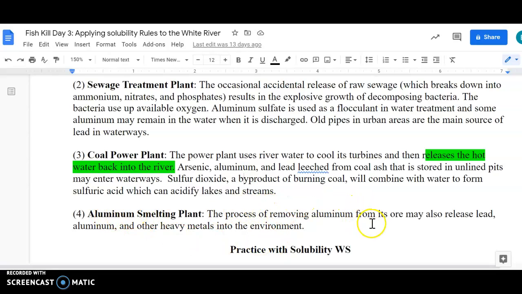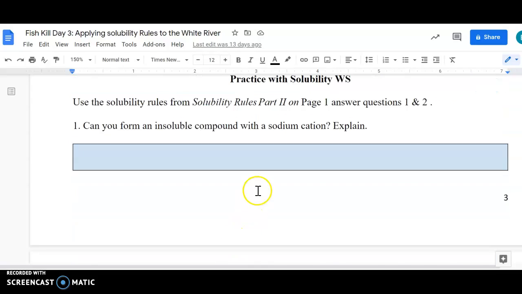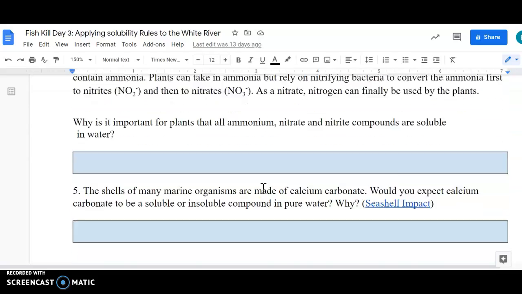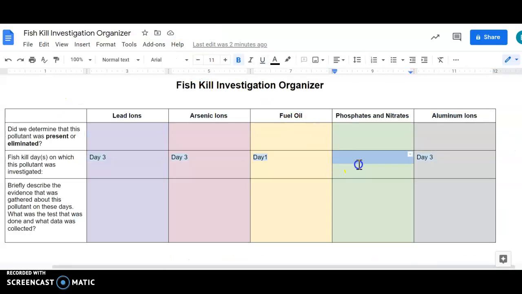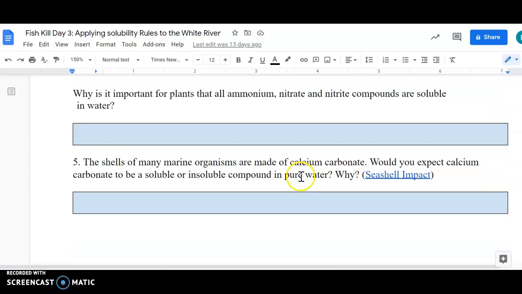Aluminum smelting plant releases lead, aluminum, and other heavy metals. So part of your evidence could be like, this is found at X, Y, and Z locations. These sources give off these pollutants. Towards the bottom here, there's some information that connects to farms. So farms have some on day 3. For the phosphates and the nitrates, there's some on day 3. Not too much tested yet, though.